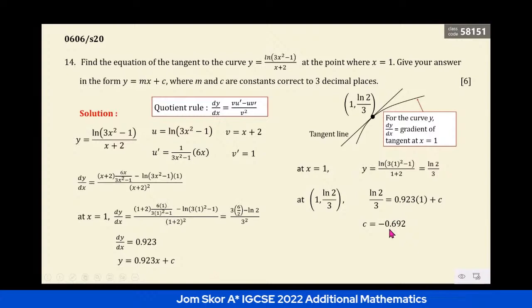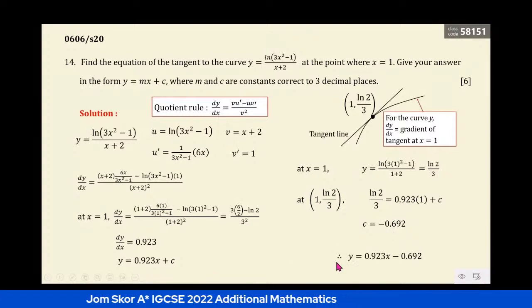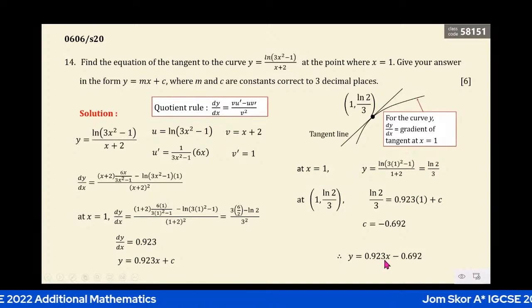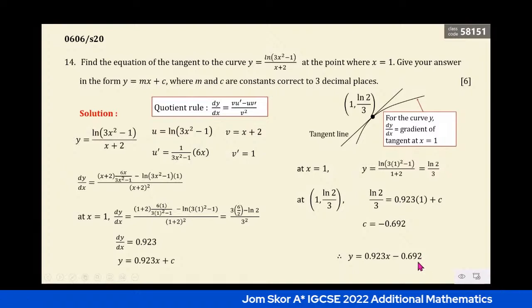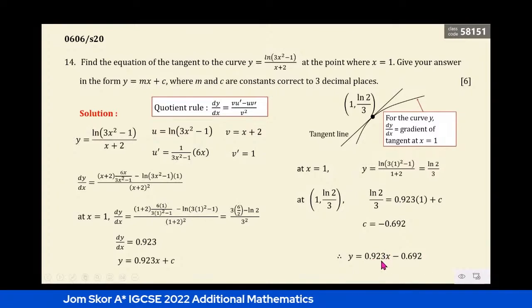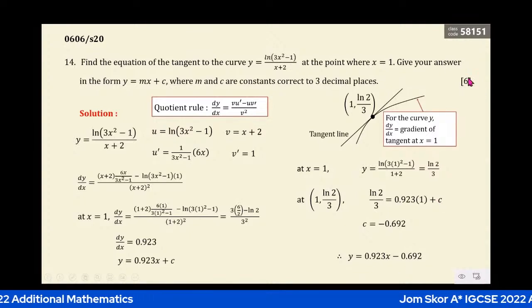So once you know c, then your equation of the straight line is y is equal to 0.923x minus 0.3692. Okay, so this is in 3 decimal places. This is also in 3 decimal places. The marks given is 6. So the 6 marks are distributed here.